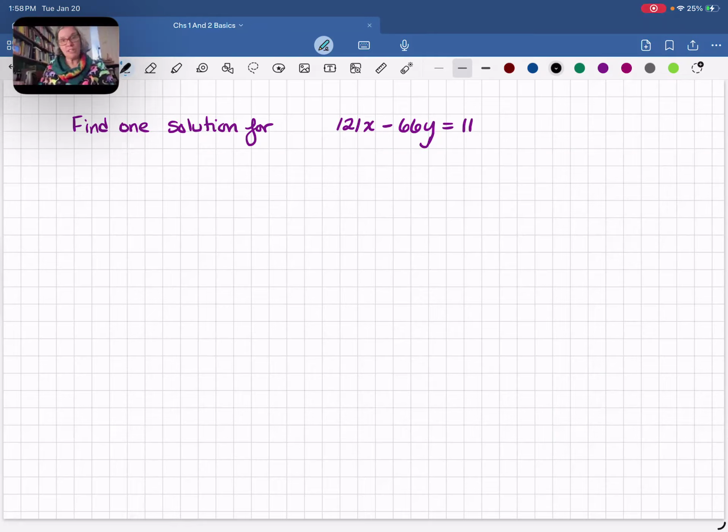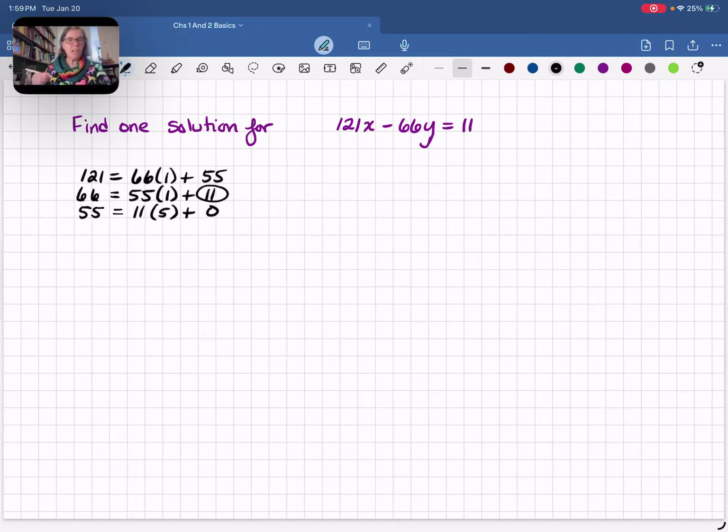All right, so standard Euclidean algorithm. 121 equals, how many times does 66 go into 121? I think it just goes in once, with 55 left over. And then 55 goes into 66 once with 11 left over. And then 55 is 11 times 5. It goes in 5 times with 0 left over. And so I can see that the GCD is 11, which is what I thought.